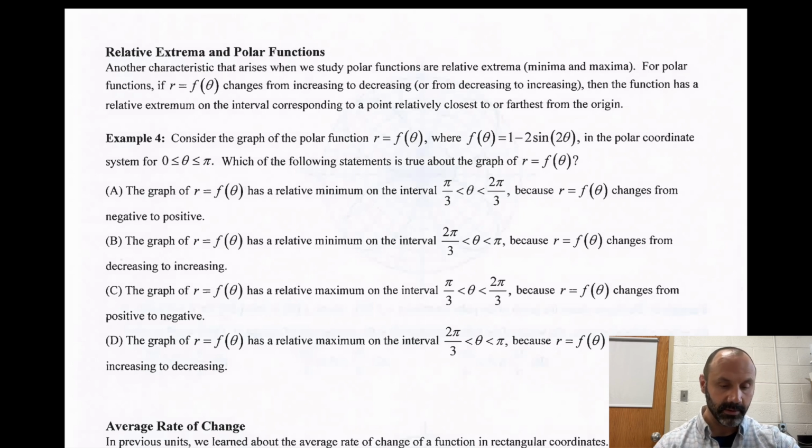Okay, so example 4 says consider the graph with a polar function r = 1 - 2 sine of 2 theta in the polar coordinate system for 0 to pi. So because it's got 2 theta in there, we're shrinking the period. So it's just pi. It's a sine function. So why don't we draw this and take a look.